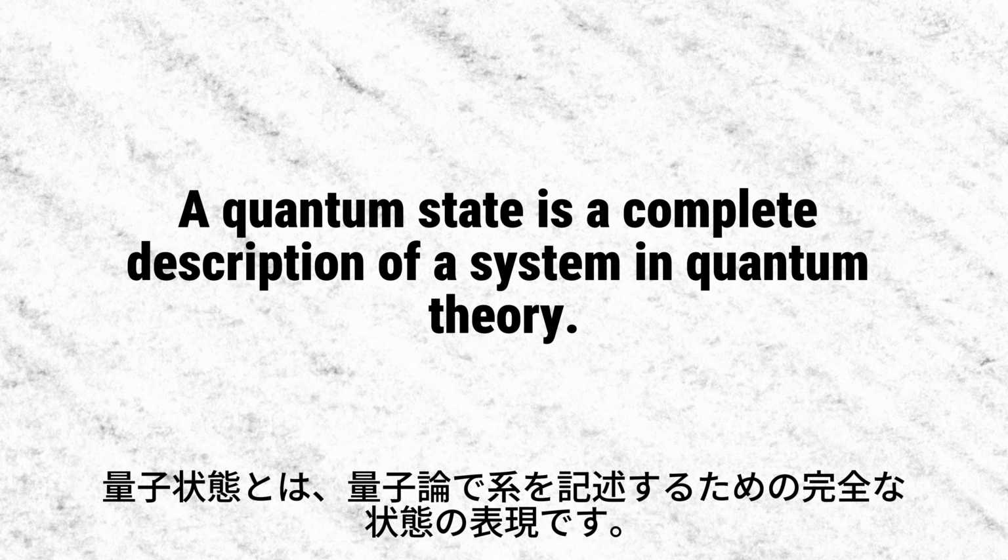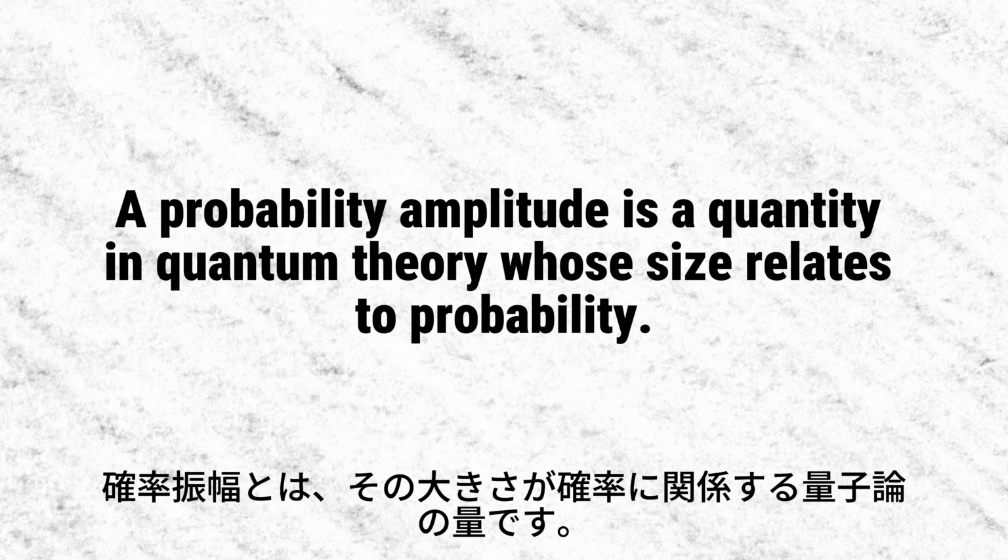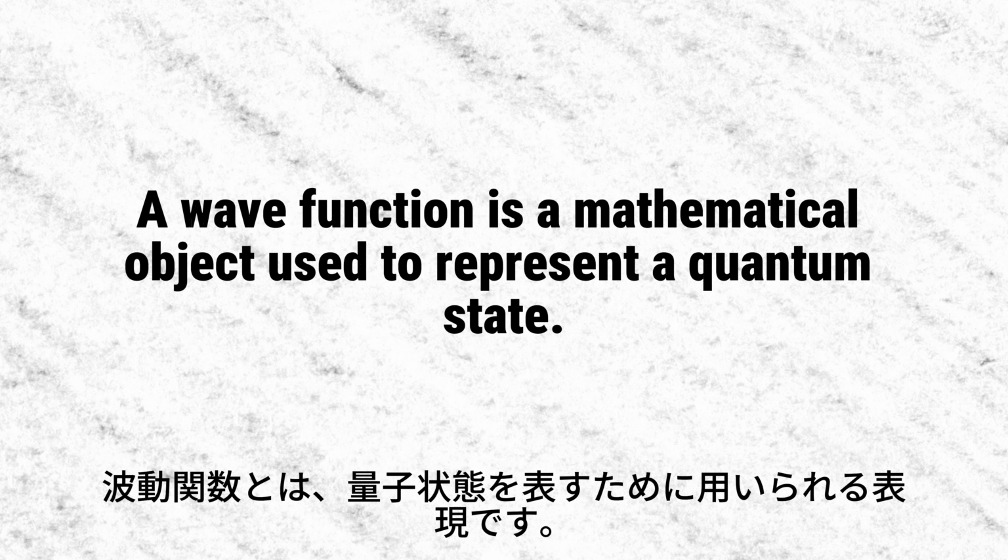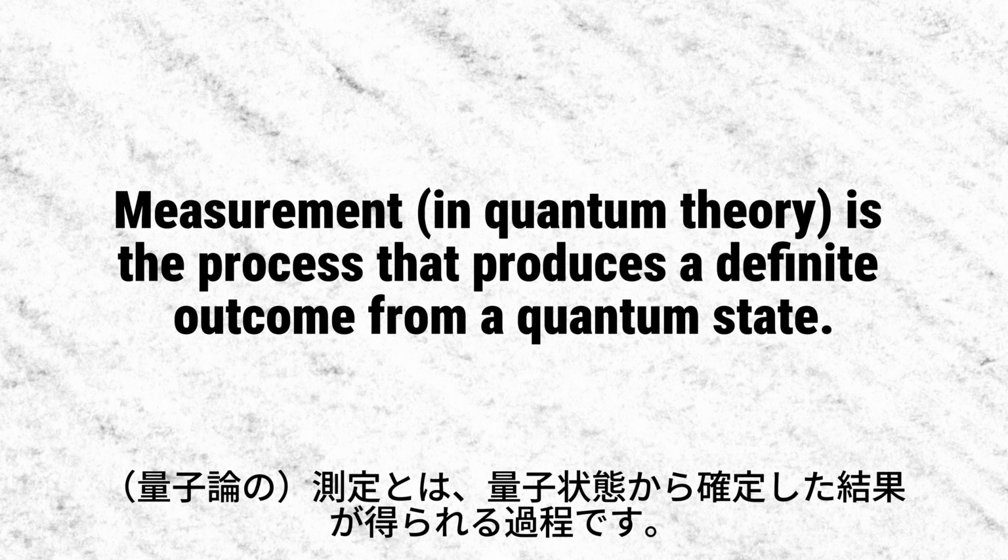A quantum state is a complete description of a system in quantum theory. A probability amplitude is a quantity in quantum theory whose size relates to probability. A wave function is a mathematical object used to represent a quantum state. Measurement, in quantum theory, is the process that produces a definite outcome from a quantum state.